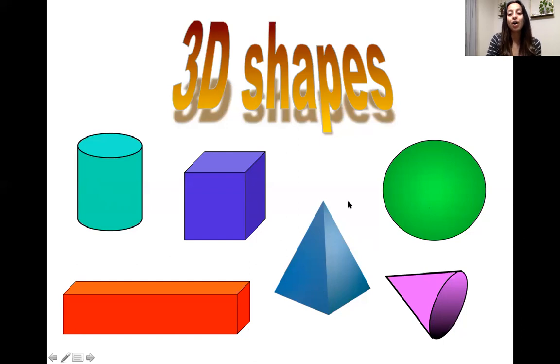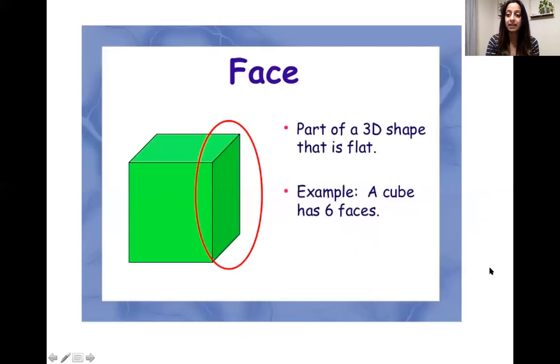We know that all 3D shapes have characteristics like faces. The part of a 3D shape that is flat is called a face. They are the flat surfaces around a 3D shape. For example, a cube has 6 faces. Let's count them. 1, 2, 3. Wait a minute, I only see 3.